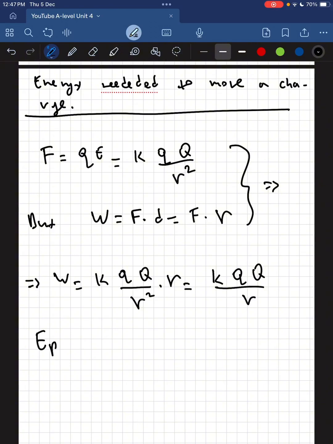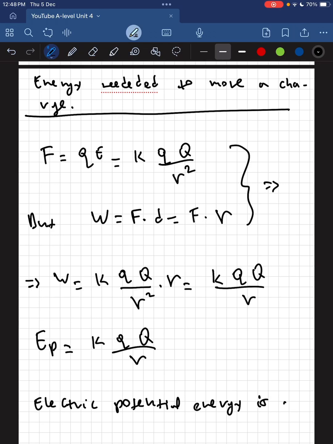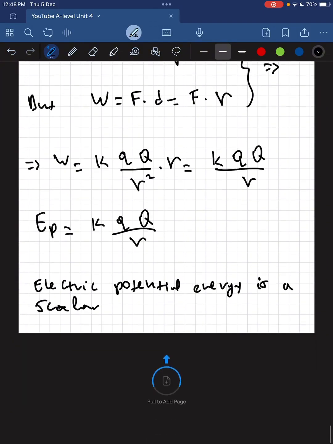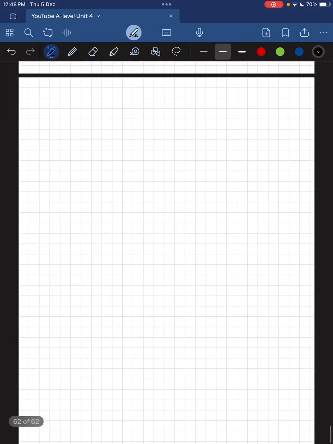We call this the electric potential energy, and it's equal to k Q Q over R, and it's the energy needed to set up this charge distribution. So electric potential energy is a scalar which tells us the energy stored in some charge distribution. Okay, so this is kind of like an intermediate step to help us talk about the next definition, which is the definition of the electric potential, which is also very significant in electricity.